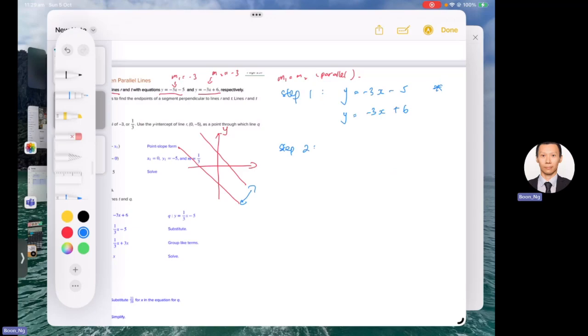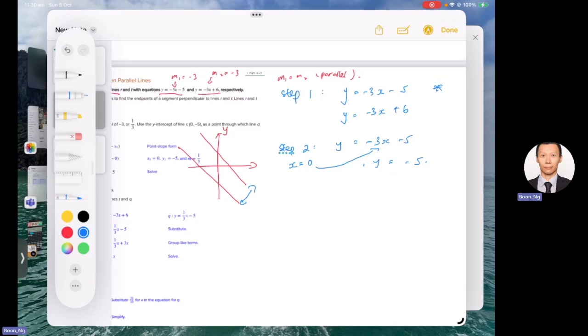And then based on this equation, y equals minus 3x minus 5, I would pick a point. Typically I would pick x equals 0, because when you substitute into this equation, you automatically find y, and y in this case is -5.